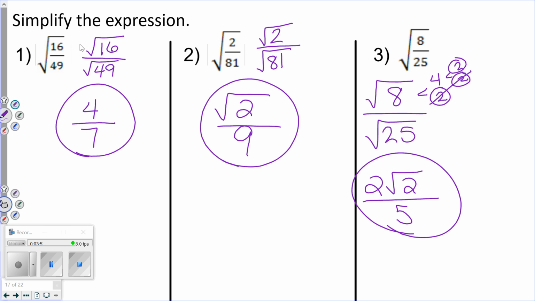How are we feeling so far? Not bad? It's like I got a problem on top and a problem on bottom, right? I turned the 8 into 2 radical 2, just like we were simplifying before. I'm still using that simplifying method. Don't you love math? It just keeps building, right? What we learned yesterday and the day before is still coming up today.